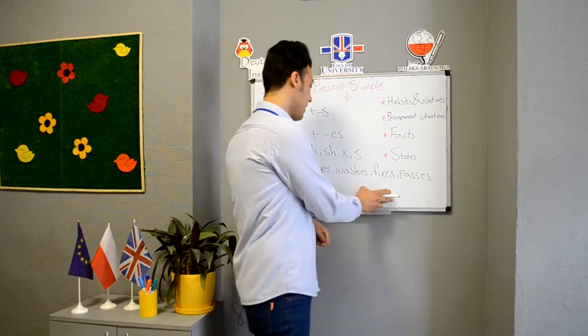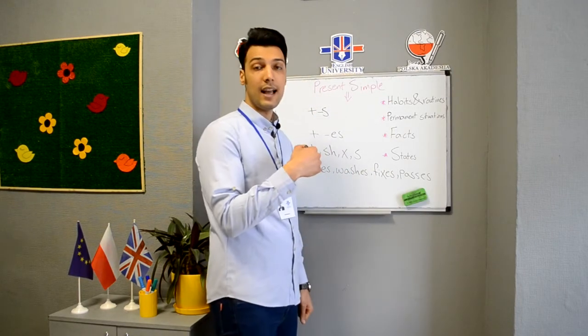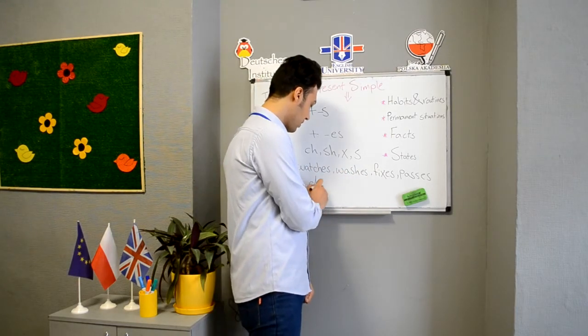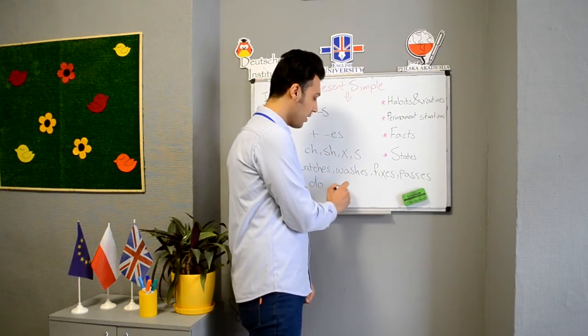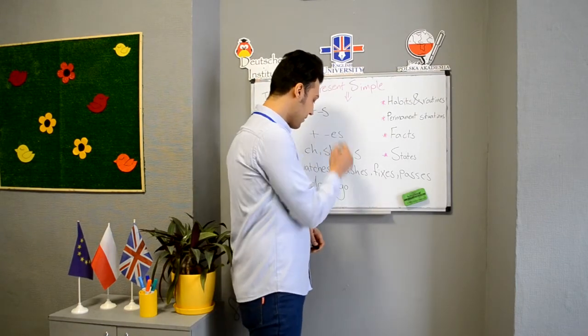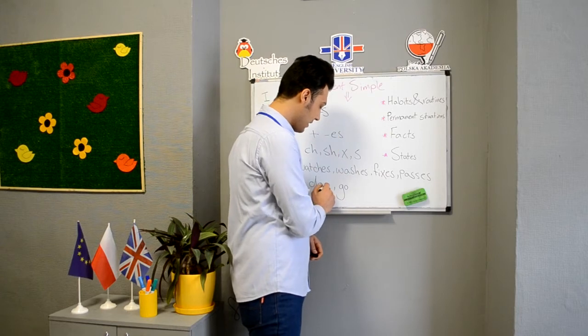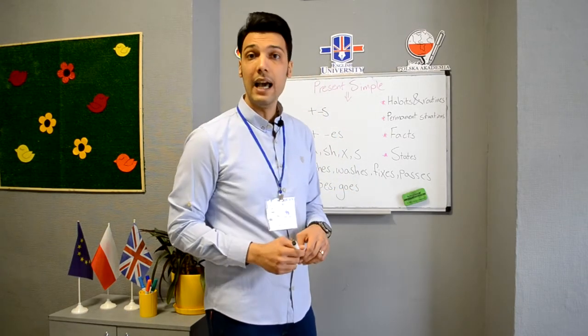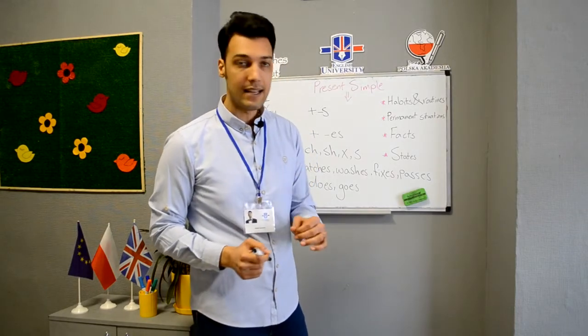Are there other verbs? Yeah. For the verbs that end in consonant and o, like do and go, we don't add s, we add es. Goes, does. Yes? We add es.